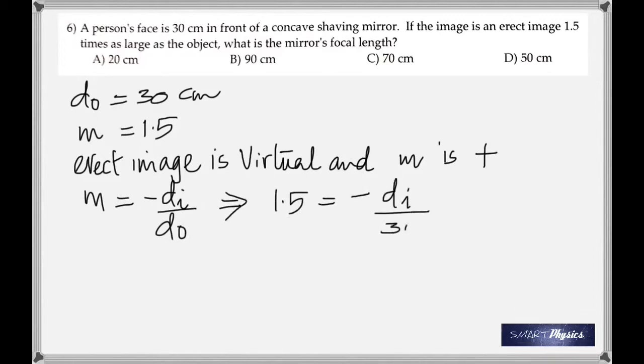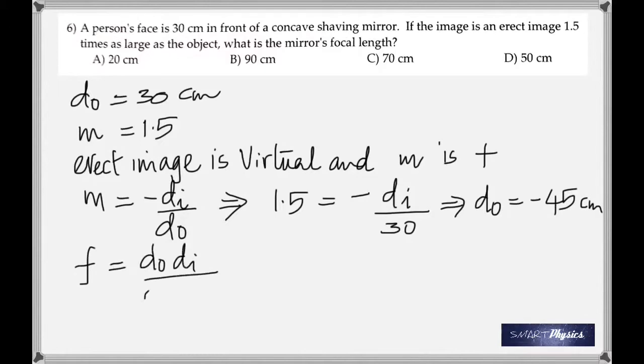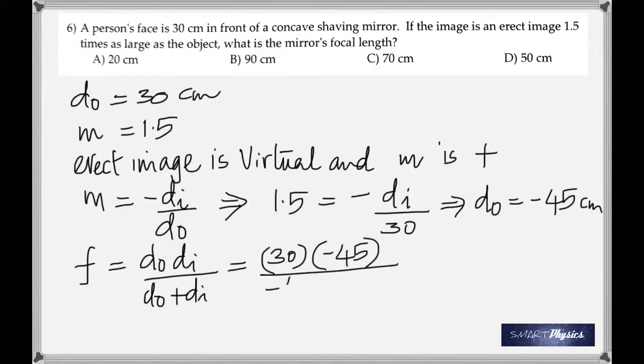1.5 is negative DI by 30, which gives us, that's a mistake, it should be DI. So we get DI as negative 45. And then focal length as before, product by sum. Okay, now I'm going to change this to DI. Yes, and 90 centimeters is the focal length.